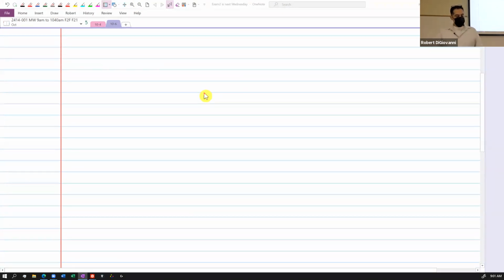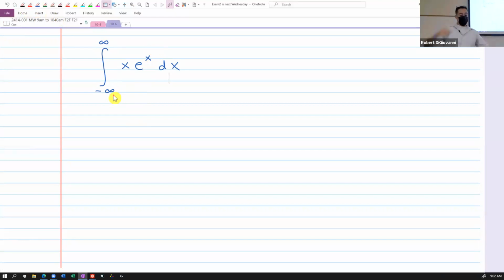The integral that I wanted to start with was the integral from negative infinity to infinity of x e to the x dx. So this is a problem from the idea from last class, right? We want to know what's happening here. We have an improper integral. Our limits of integration contain infinity in them. We have both negative infinity and positive infinity.